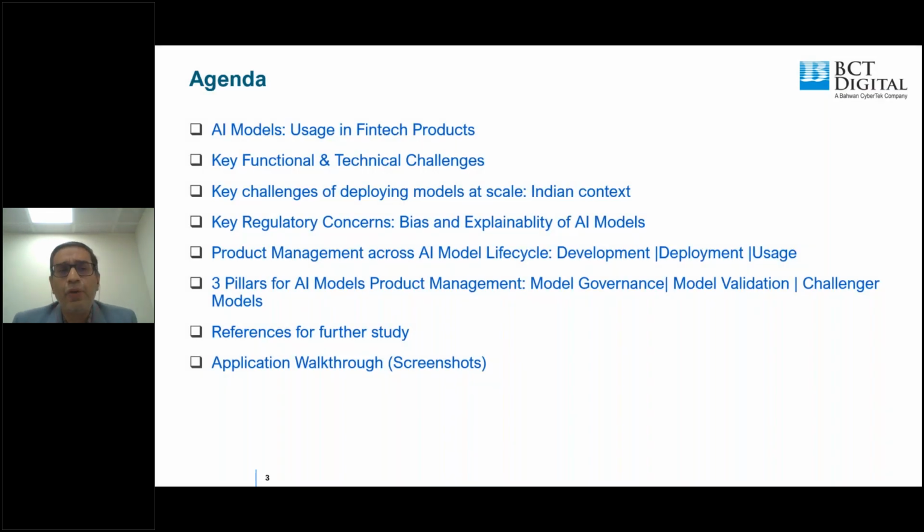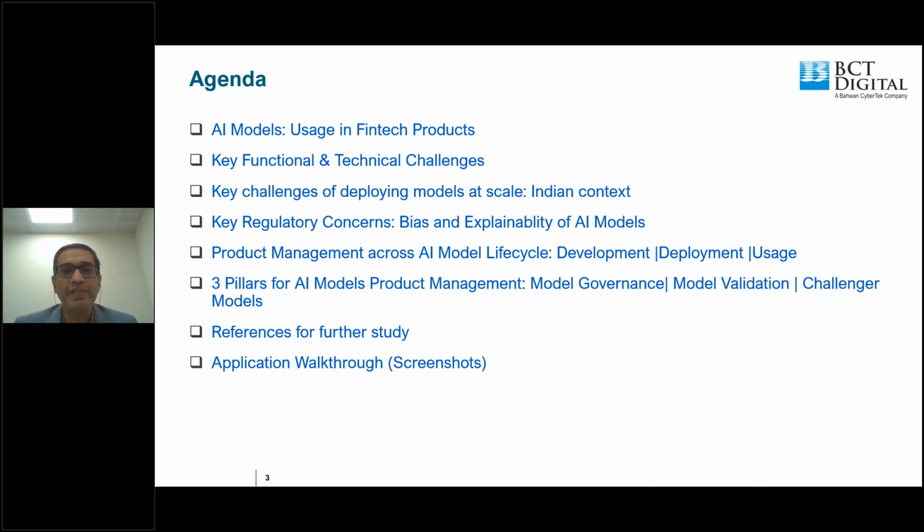So in today's session, I hope to cover these agenda items. We'll start with a basic introduction on where all AI is being used, and the key functional and technical challenges around it. Then we'll move on to what the challenges are specifically from an Indian context. Then we'll dwell a bit deeper into the regulatory concerns of bias and explainability of models, what it is all about, and how we mitigate them. Of course, this is a very vast topic by itself, but I'll at least try to highlight some of the key areas of concern.